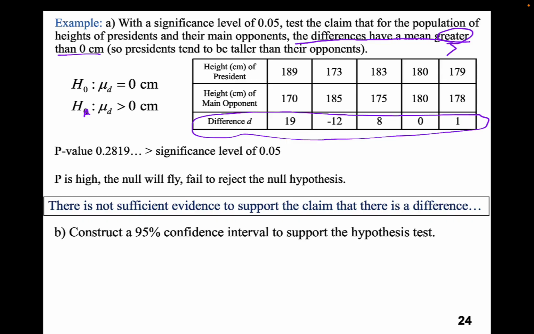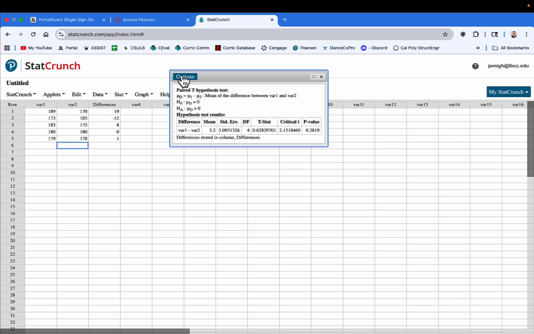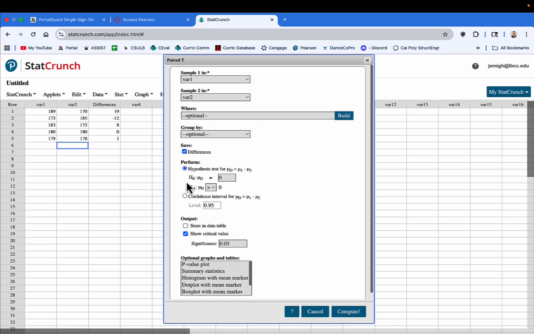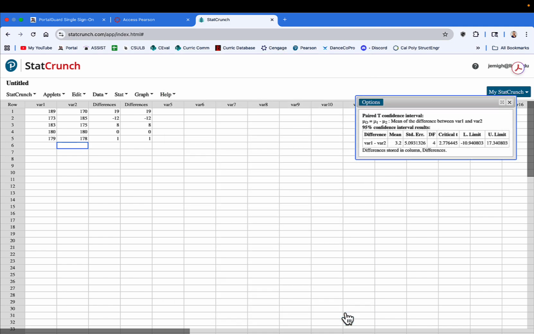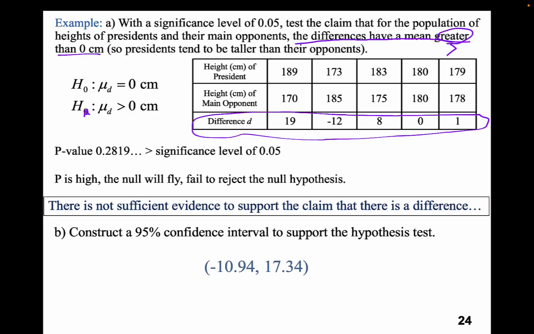Part B wants us to construct a 95% confidence interval to support our hypothesis test. So back to StatCrunch. Once you're back, just go Options, Edit, and then change your request to confidence interval, run it, and this time we're looking for the limits, negative 10.94 and positive 17.34. Those have different signs. All right, let's write that up. Open your interval with a parenthesis, negative 10.94, comma, interval ends at 17.34.